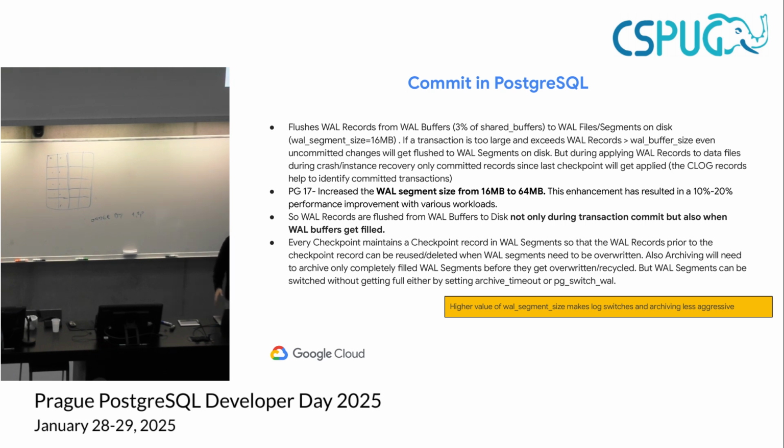So if you are running on-premise Postgres, with any version of Postgres less than 17, let's say 16, 14, whatever, if you increase the WAL segment size to 64 MB, you will get the benefit. In managed services you cannot increase it, but on-premise Postgres you definitely should increase the WAL segment size, and that is the reason this has been increased in Postgres 17.